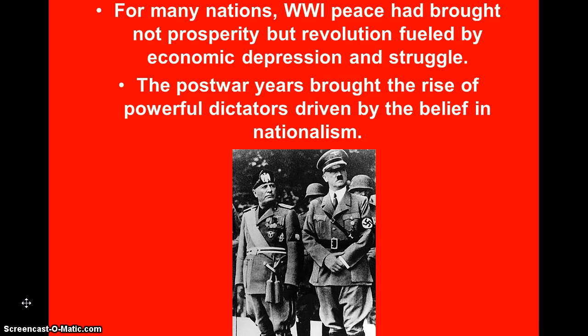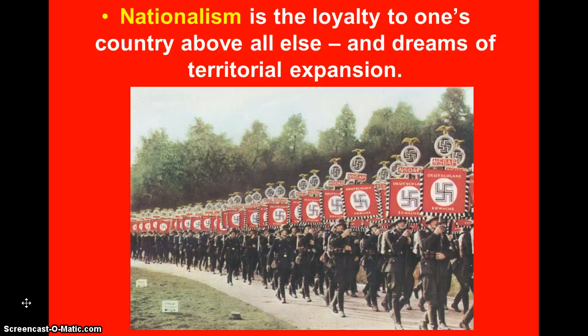After the war, the post-war years brought the rise of powerful dictators, driven by the belief of nationalism. So, what is nationalism? Nationalism is a loyalty to one's nation above all else, and the dreams of territorial expansion. So, what do I mean by this?